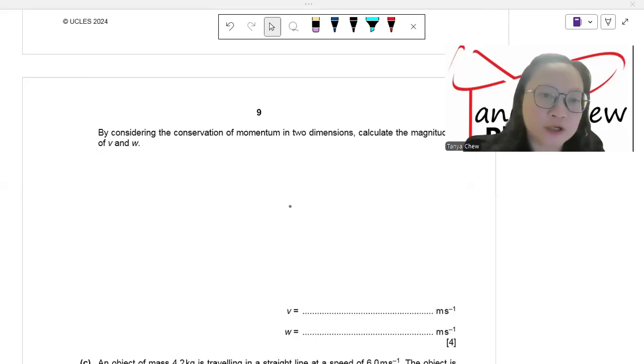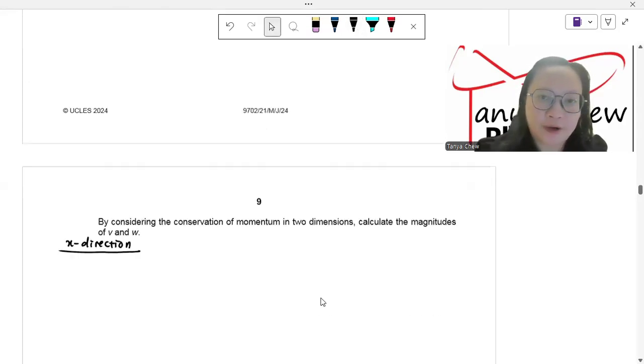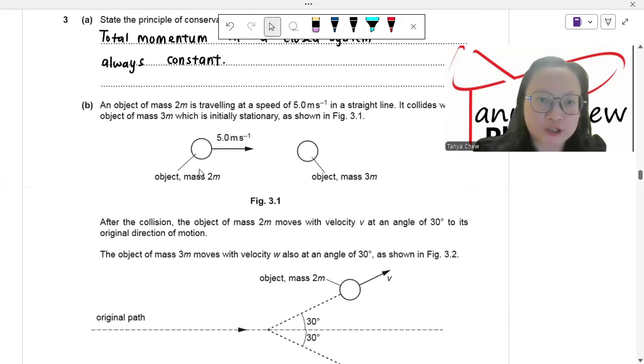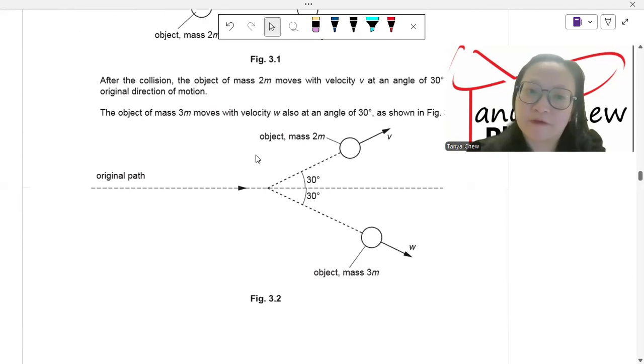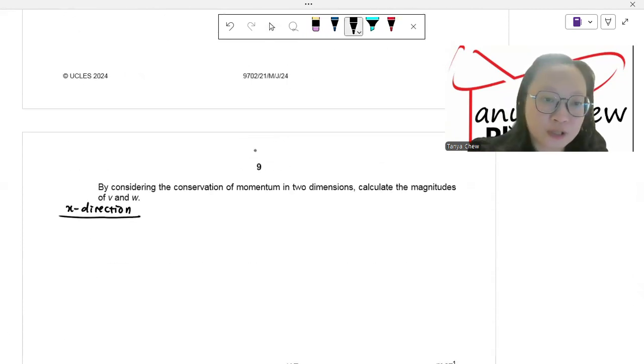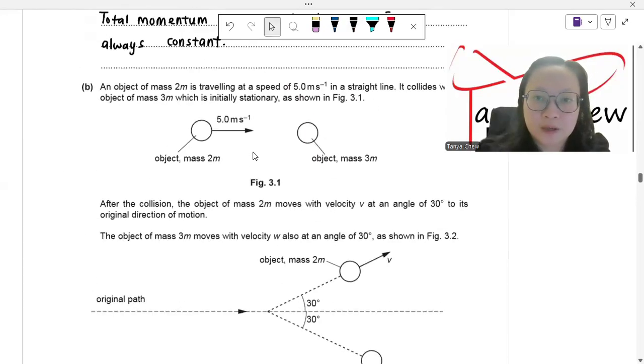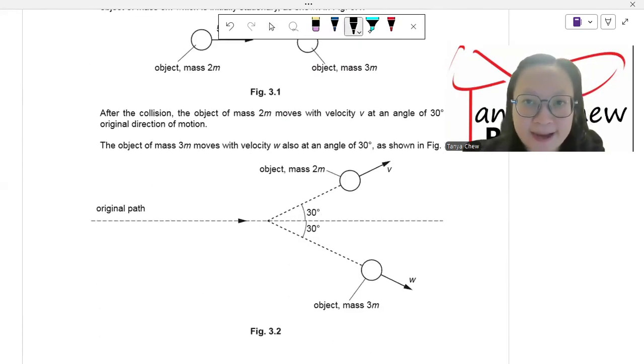Now, I will resolve it into the x direction first. For the x direction, the mass 2m is moving with 5 meters per second. Remember, momentum is a vector quantity, so I will consider to the right as positive. Now, 2m is moving to the right, so it is positive. So 2 times 2m times 5 is equal to, let us look at what happens next here.